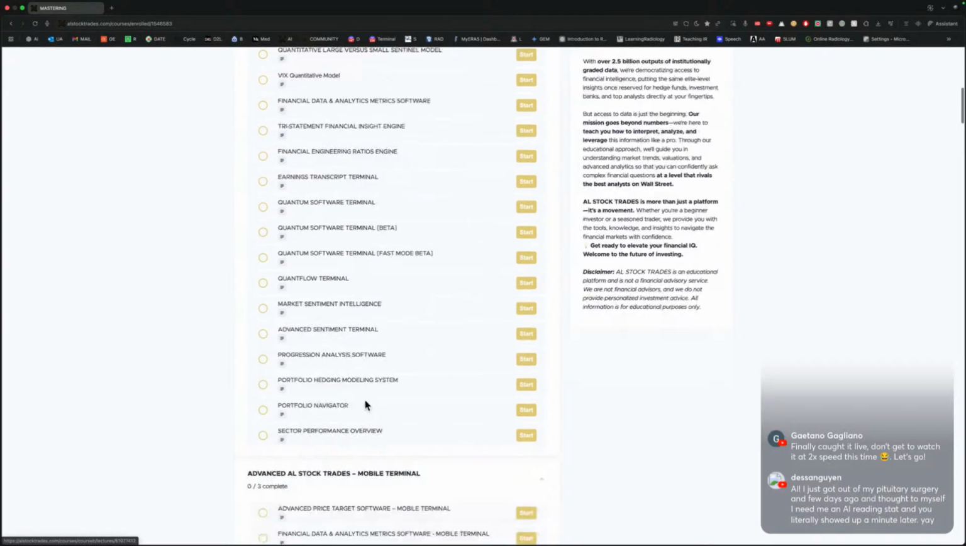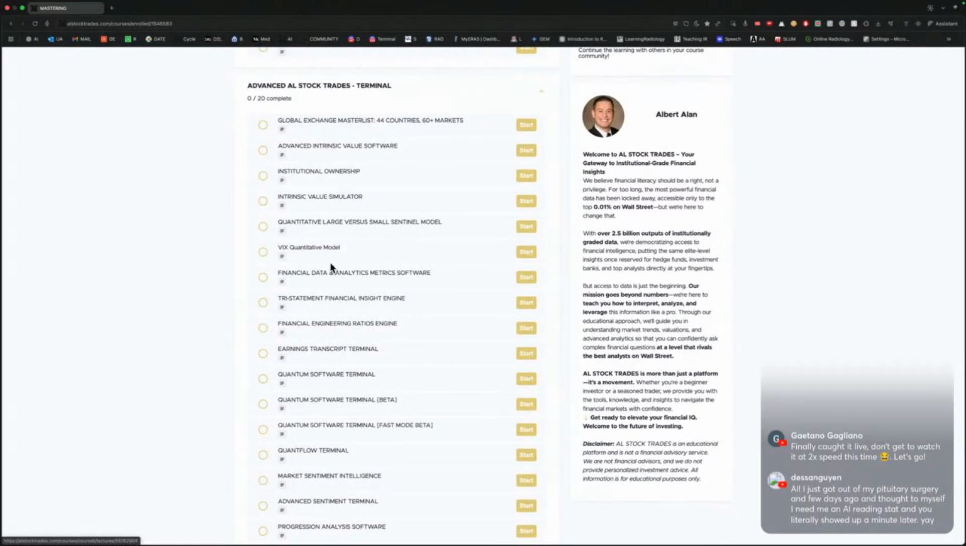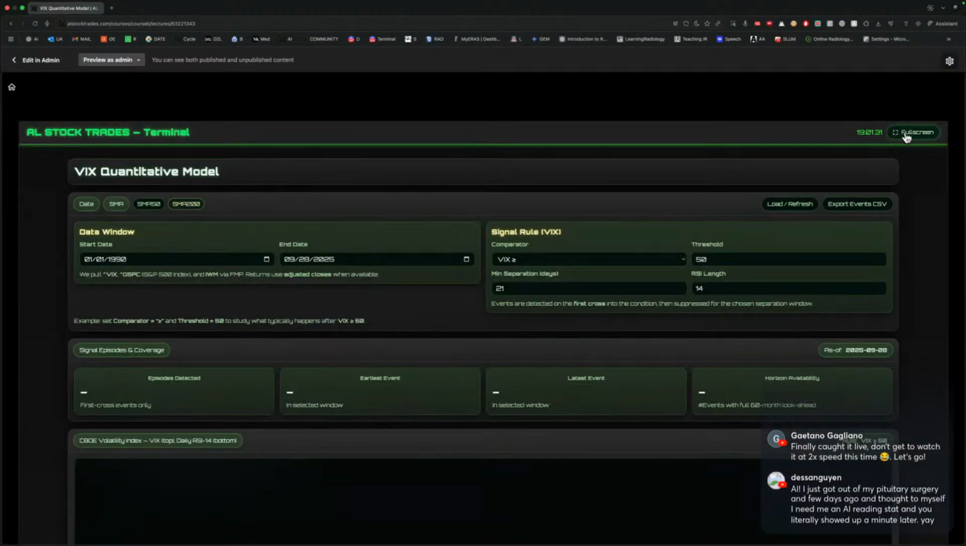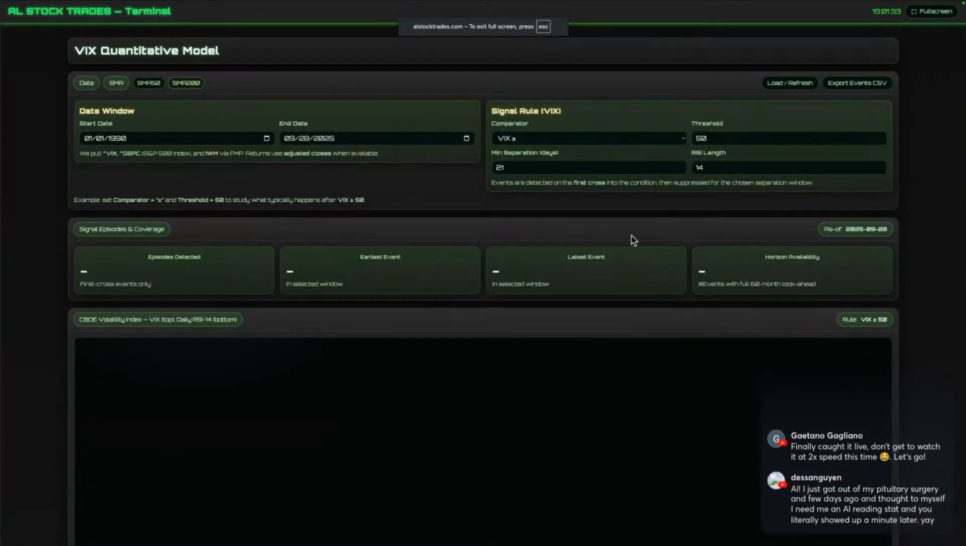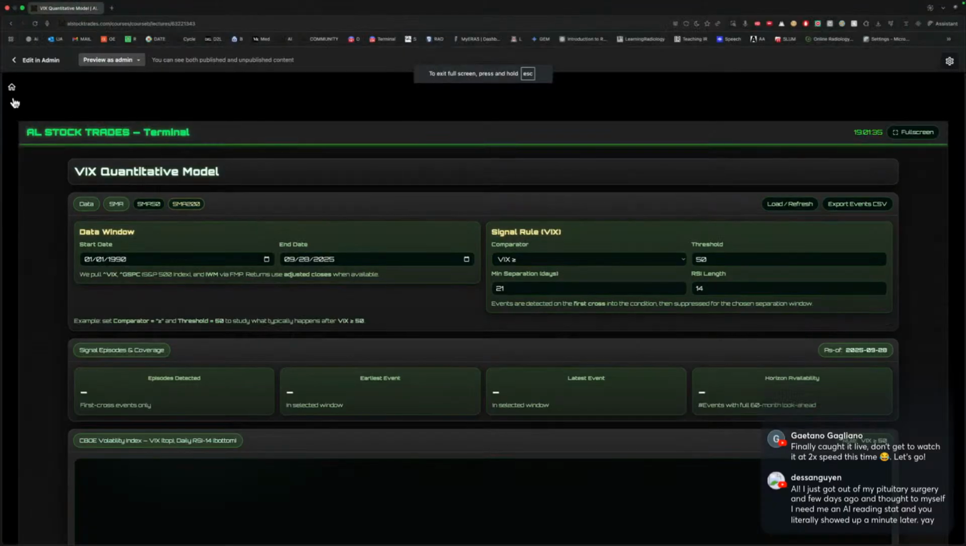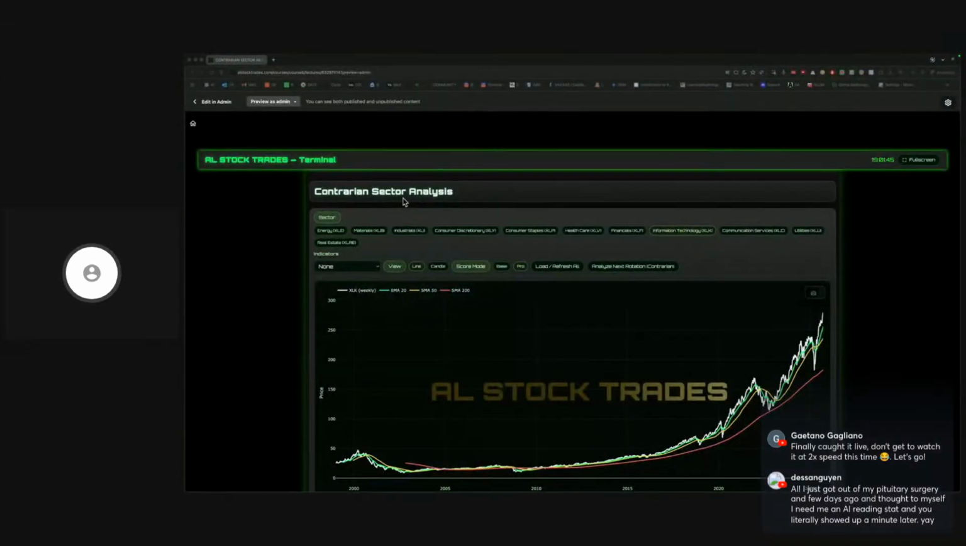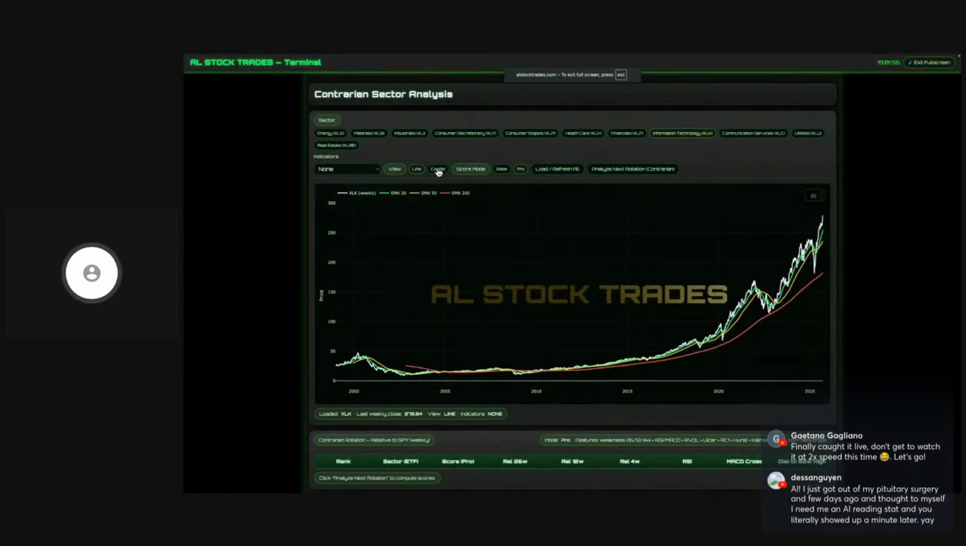You can see how many terminals are on here. If you want, say, the VIX quantitative model, here's this terminal, right? But I haven't released the quantitative Contrarian sector yet. I'm probably going to release it after the live. It's pretty much done. There's a couple things I want to add to it, but let me just reload the page so you can see. So here it is. Let's go ahead and open it up.